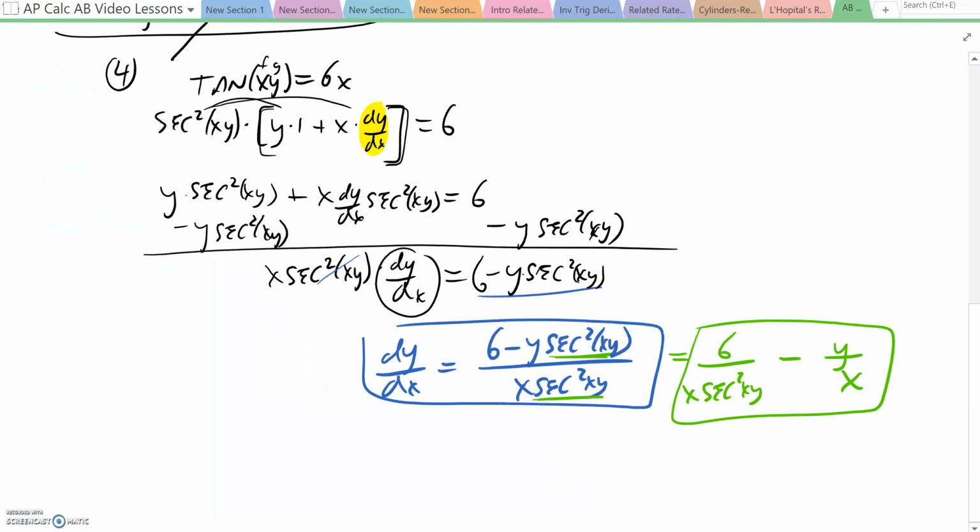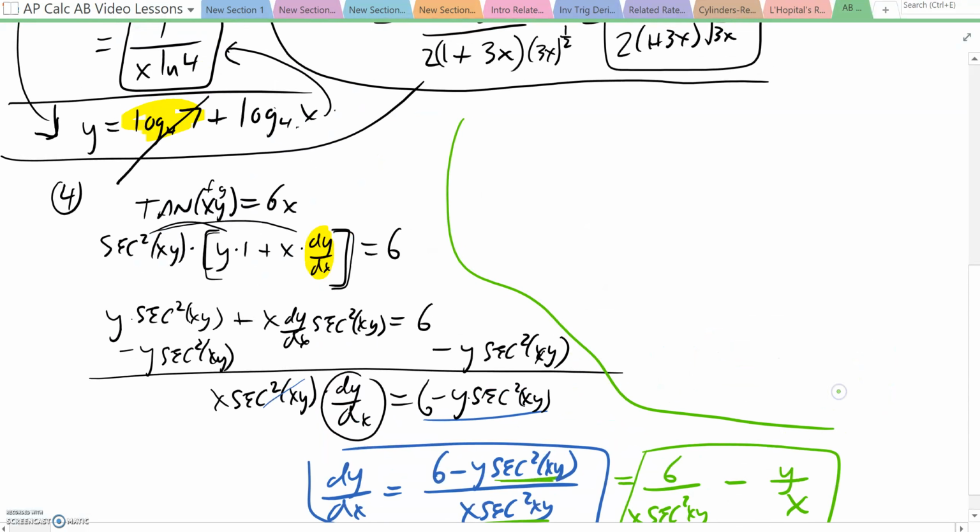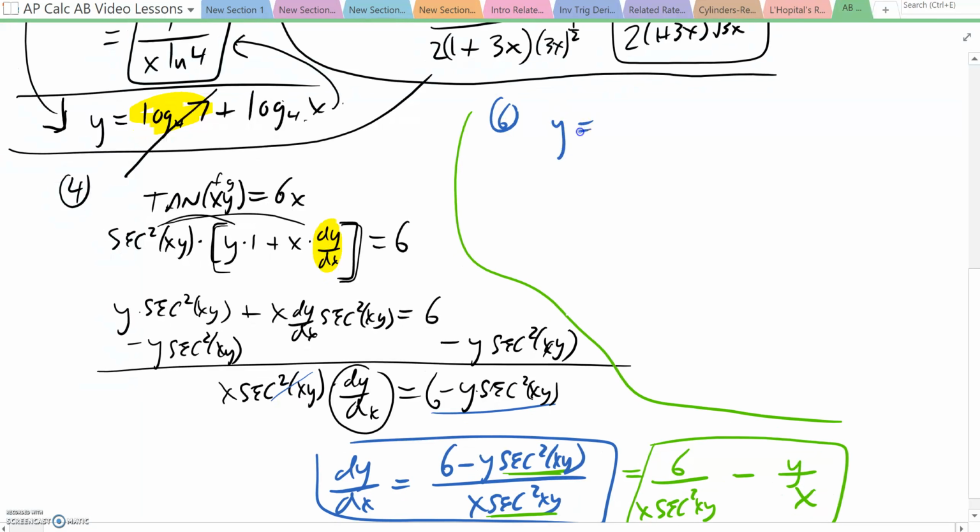All right, so that's number 4 and number 5. Number 6 is actually the same. No, it's not the same. So number 6 will sneak in up here. Let's see, y equals tangent cubed of negative 2x.